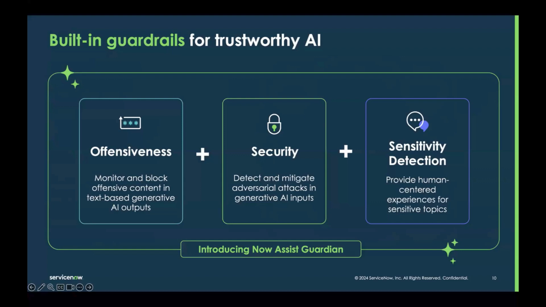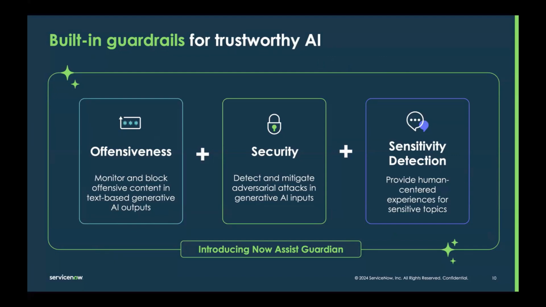All right, so what we have out for Q4 of 2024, we did ship the 3 built-in guardrails for trustworthy AI. And we are continuing to enhance these guardrails. We are looking into shipping more guardrails in the future. So you will see more Now Guardian improvements come along the way.